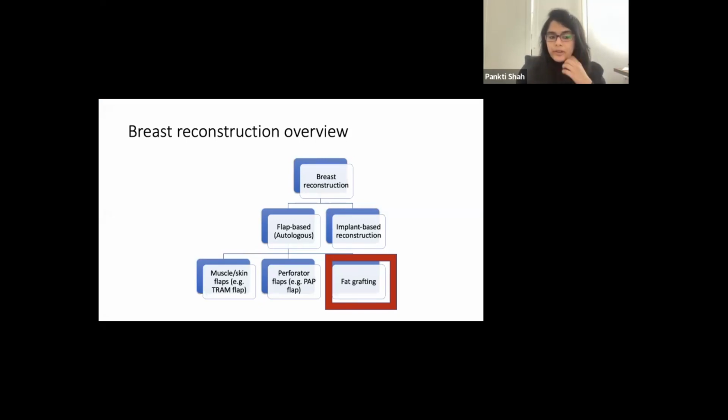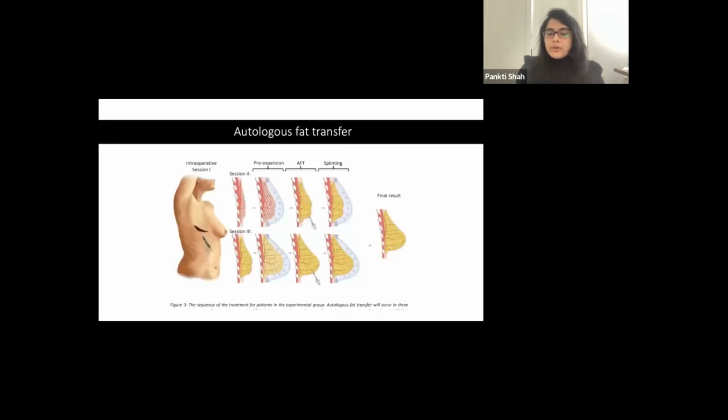Autologous fat transfer, also known as fat grafting, involves taking the fat from one area of the body, such as the abdomen or thighs, and transferring it to the breast area to enhance its size and shape. AFT typically involves a multiple stepwise approach.